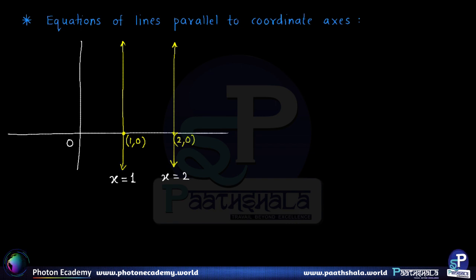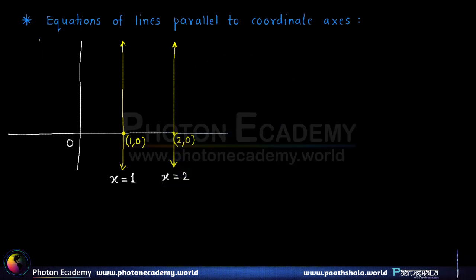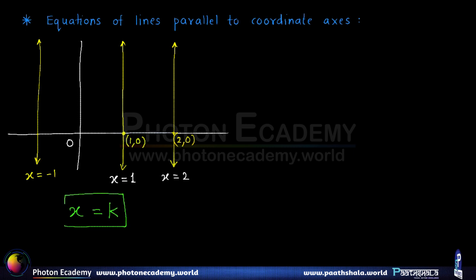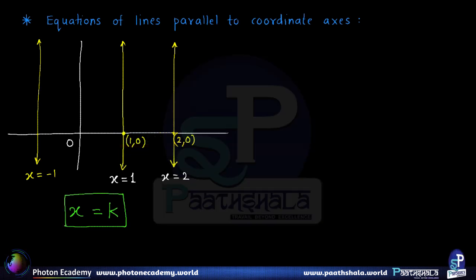So by this we can generalize and say that any line which is parallel to y-axis will have the equation of the form x equal to some constant. Right? So x equal to some constant represents a line parallel to y-axis. Now what will be the equation of y-axis itself? As you can definitely guess, it has to be x equal to 0.